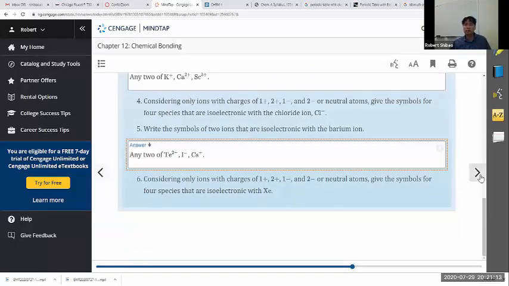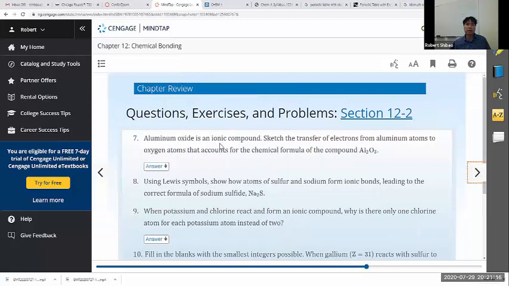Okay, let's skip that one. Aluminum oxide is an ionic compound. Sketch the transfer of electrons from aluminum atoms to oxygen atoms that accounts for the chemical formula of the compound, Al2O3. I showed this as a figure, but you should be able to sketch this. Aluminum has 3 valence electrons. We should be able to draw the Lewis symbols for this. We'll need 2 aluminums and 3 oxygens.